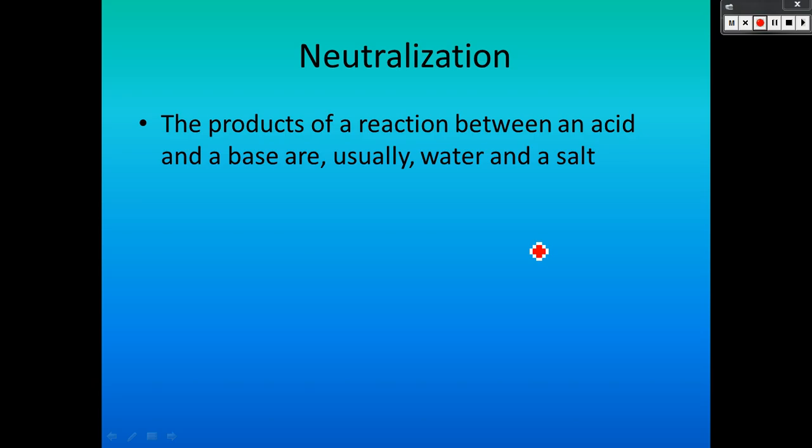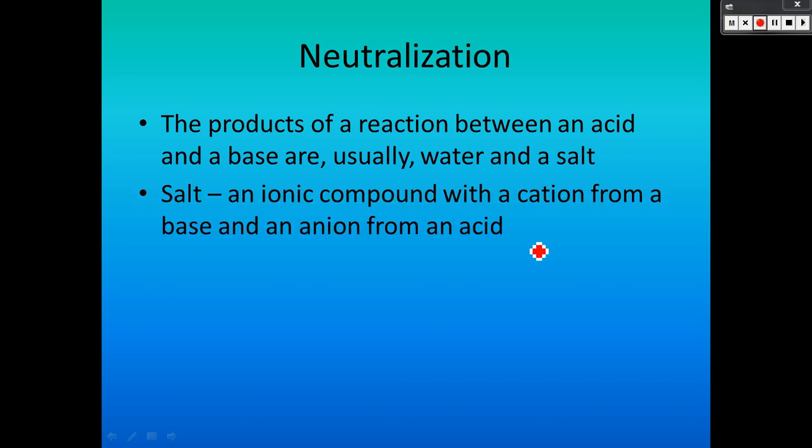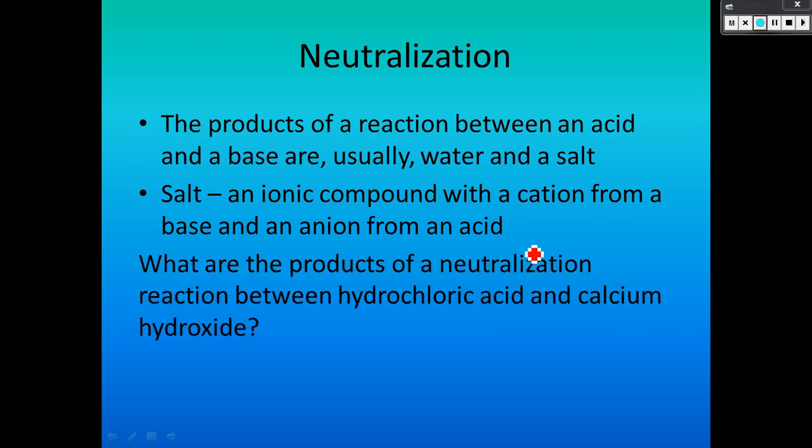In acids and bases, salt is a much more broad term. A salt is an ionic compound with a cation from a base and an anion from an acid. So really it's any kind of ionic compound that comes from a reaction between a base and an acid. Now, salt, as in table salt, absolutely does. It's the product of HCl and NaOH, and you get NaCl, which is table salt.